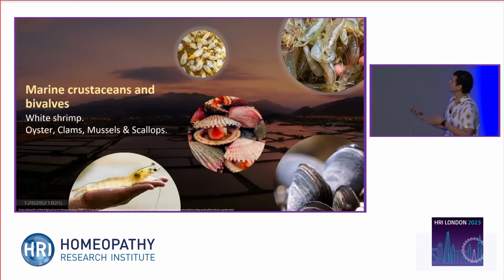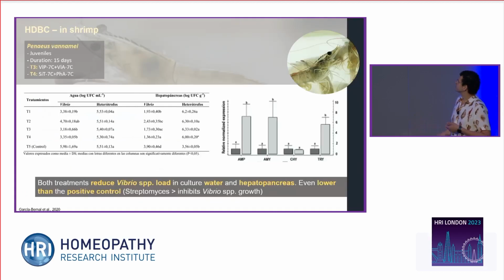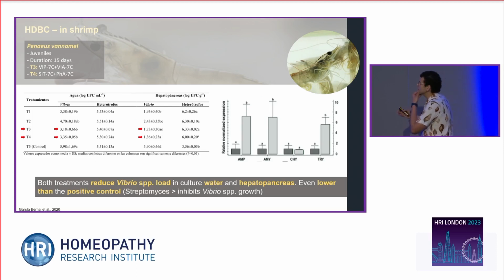And now we are going to talk about invertebrates, which are marine crustaceans, where we work with shrimps, and we are working with bivalves. So the first example here, we use the same homeopathic medicines. And here happens something really interesting, because in our research group, we work with different things. We work with probiotics, we work with vaccines, we work with immunostimulants, and we include homeopathic medicines now.